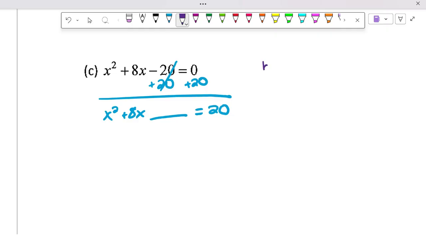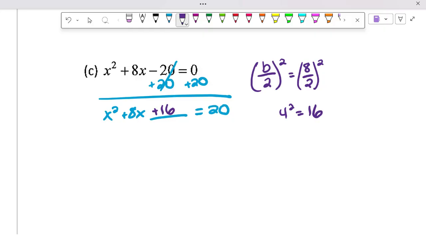Right. So you would do b over 2. That's what you said, right? There you go. So you add 16, and if you do it to one side, we have to do the other side. Add the 16. Good. This will be x squared plus 8x plus 16 is equal to 36.